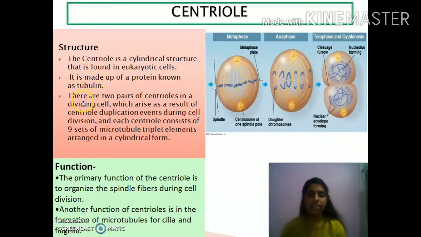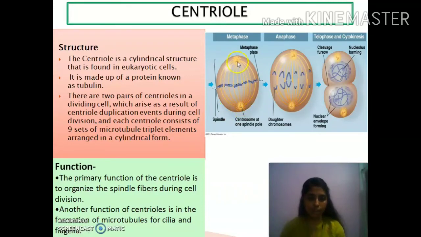Clear? Next, there are 2 pairs of centrioles in a dividing cell. That means there are 4 centrioles in a dividing cell. In the diagram you can see here, this is a cell which is just going to divide. It is at the metaphase stage, and in such a cell you can see that 2 pairs of centrioles are present.